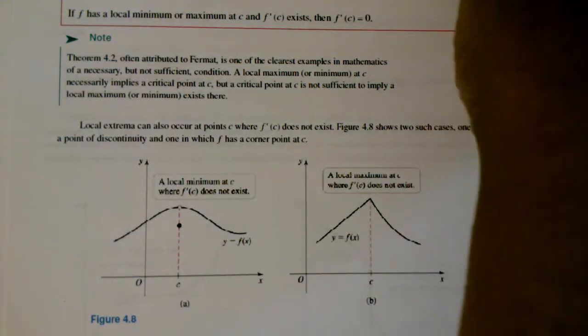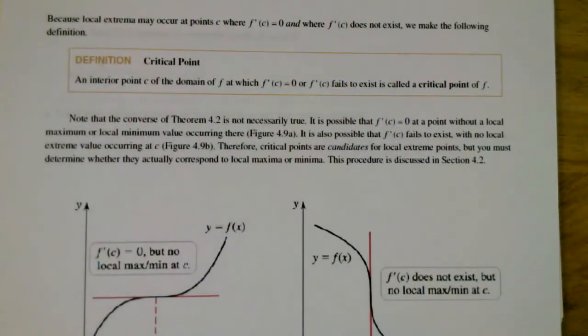All right, now on the next page, here's the definition of a critical point. Because local extrema may occur at point C where f prime of C is equal to 0 and where f prime of C does not exist, here we have our definition of a critical point. An interior point C of the domain of f at which f prime of C is equal to 0 or f prime of C fails to exist is called a critical point of f.